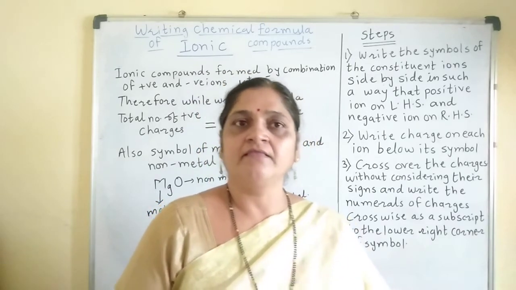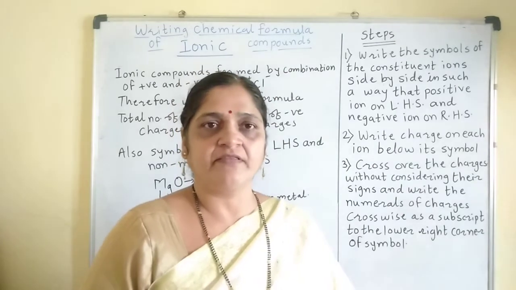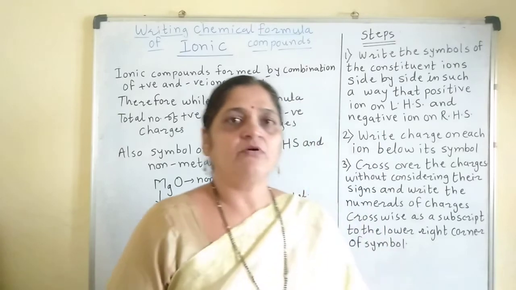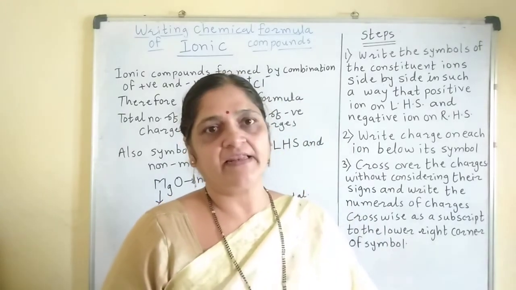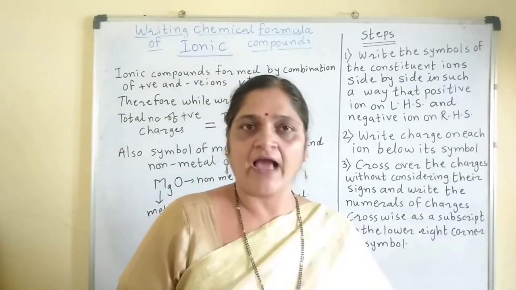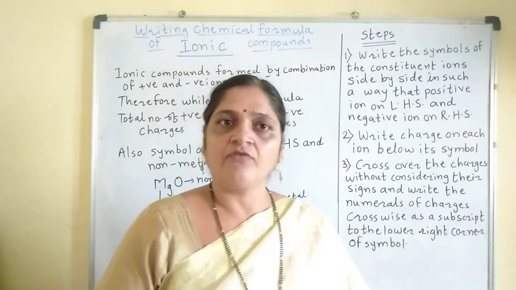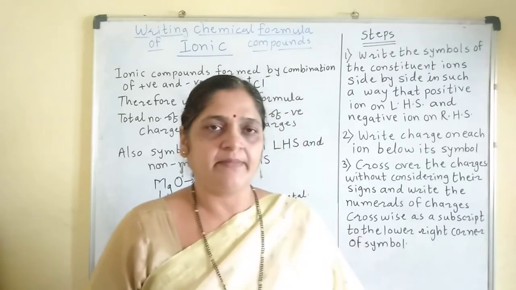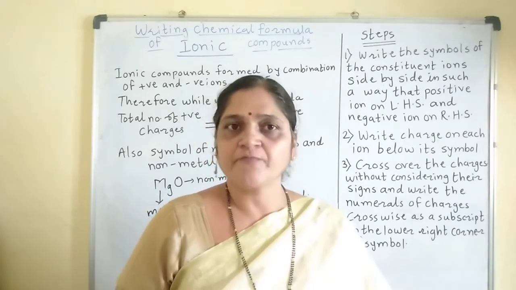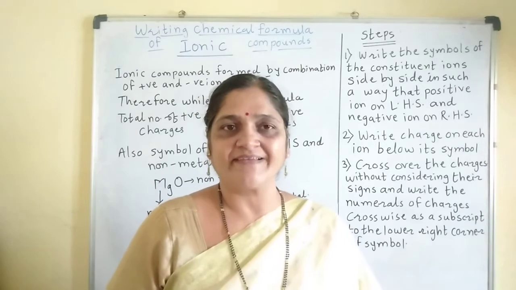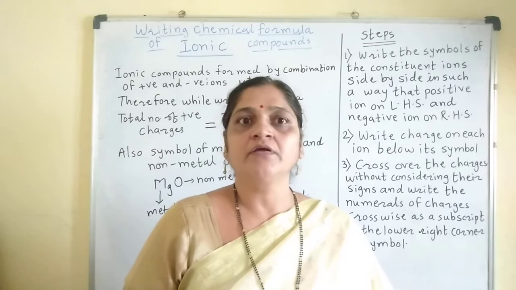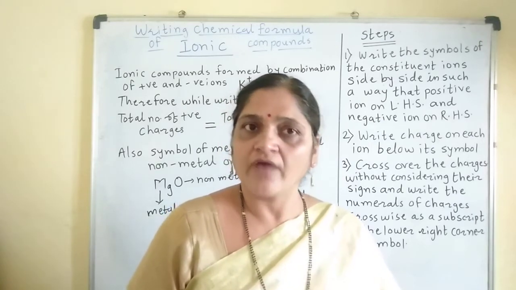So this way, in order to achieve octet configuration, some elements have a tendency to lose electrons and form positive ions, and some have a tendency to gain electrons and form negative ions. Generally, a metal atom will lose electrons and form a positive ion, while a non-metal atom will gain electrons and form a negative ion. When these positive and negative ions come close to each other, they form an ionic compound.